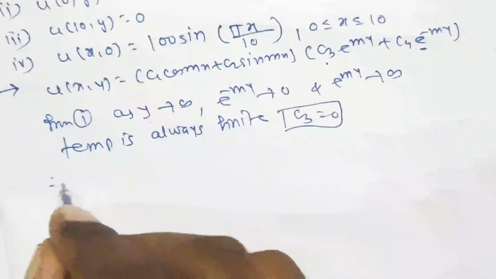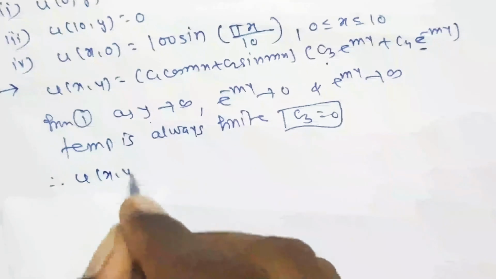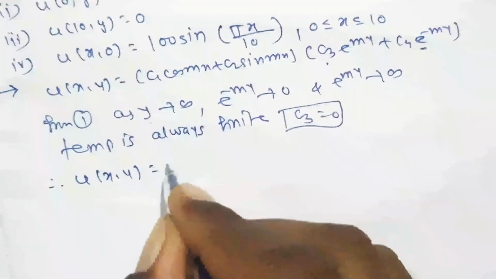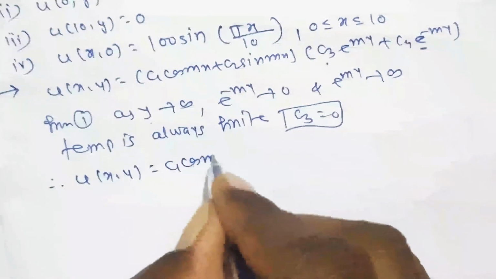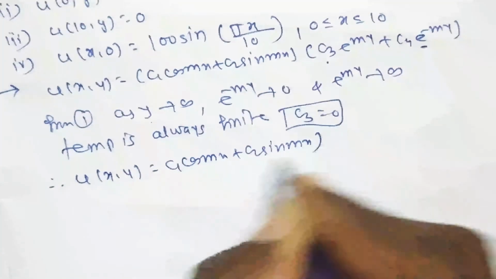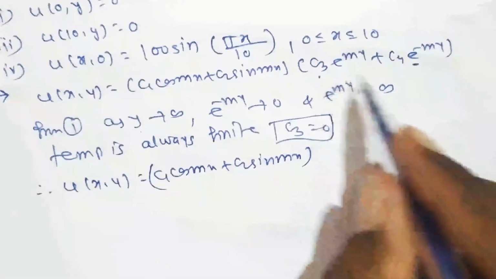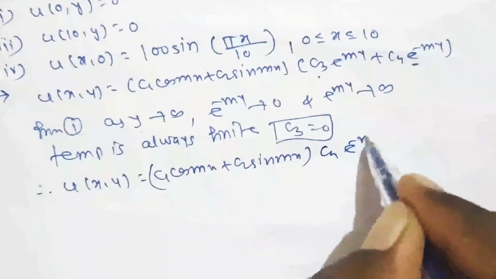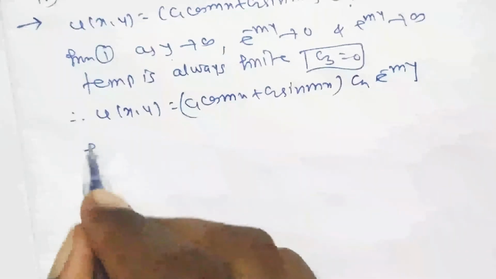And if we take c3 equal to 0, then we can write u(x, y) = (c1 cos mx + c2 sin mx) into c4 e^(-my). Now we have to find the next constant using the second condition.